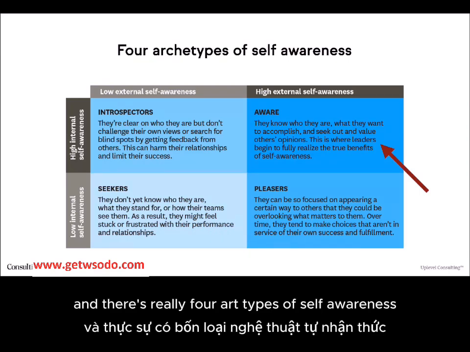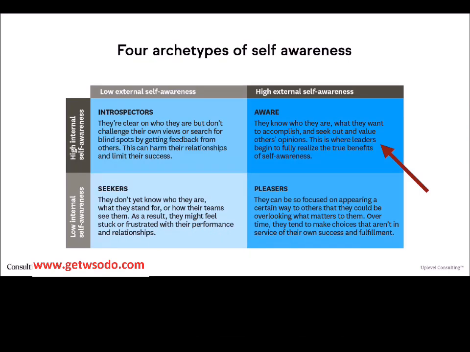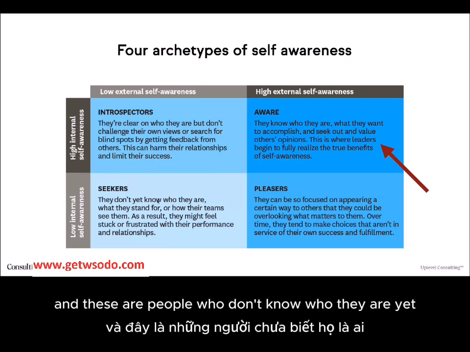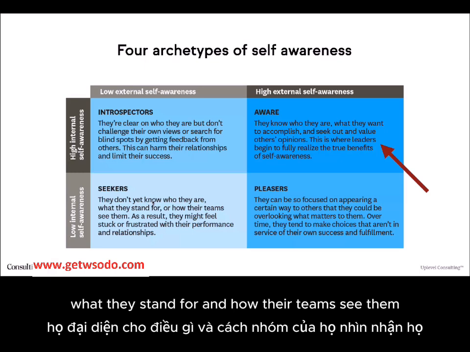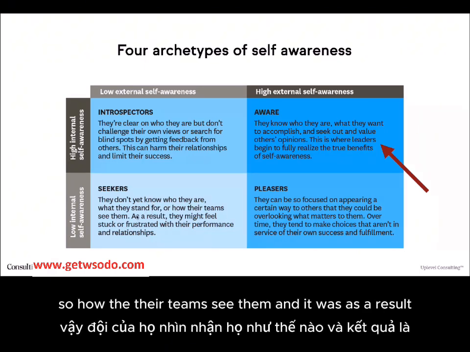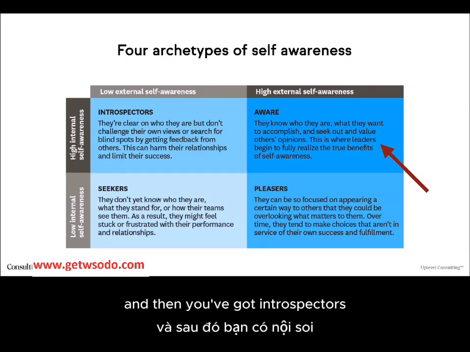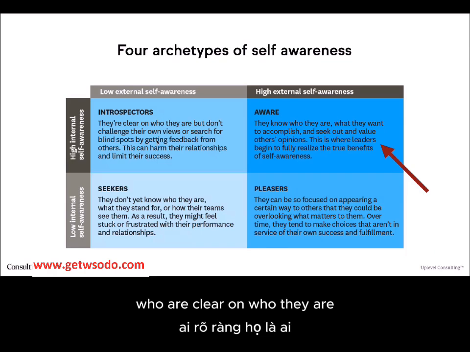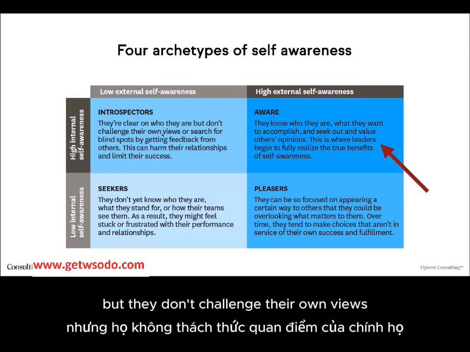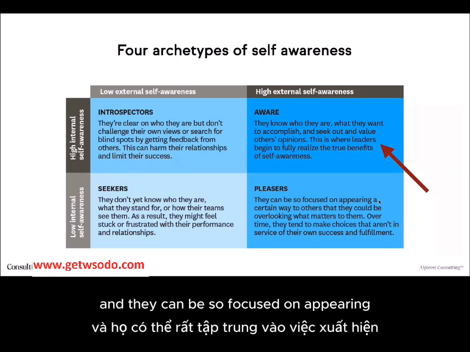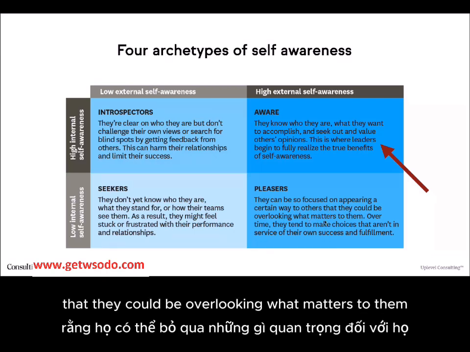And there's really 4 archetypes of self-awareness. And a lot of people are seekers. And these are people who don't know who they are yet, what they stand for, and how their teams see them. And as a result, they may feel stuck or frustrated with their performance. And then you've got introspectors who are clear on who they are, but they don't challenge their own views or search for blind spots. And then you've got pleasers.